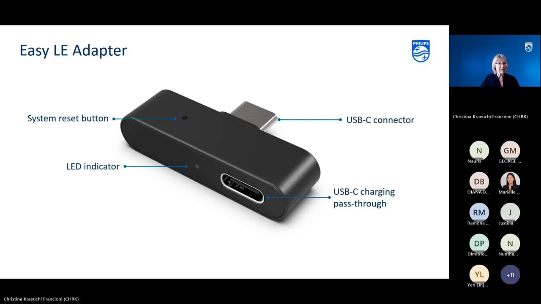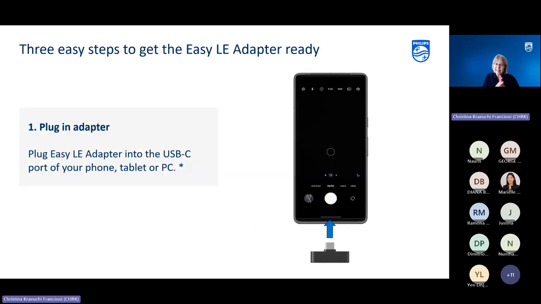It's extremely easy to get the EasyLi adapter ready for use. There are 3 main steps. First, we must plug in the adapter, as we see here, the smartphone and the adapter. Plug in the EasyLi adapter into the USB port of the phone, tablet, or PC.